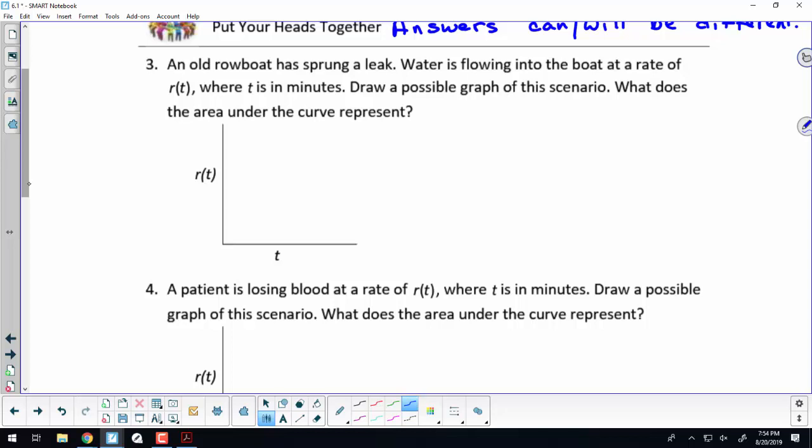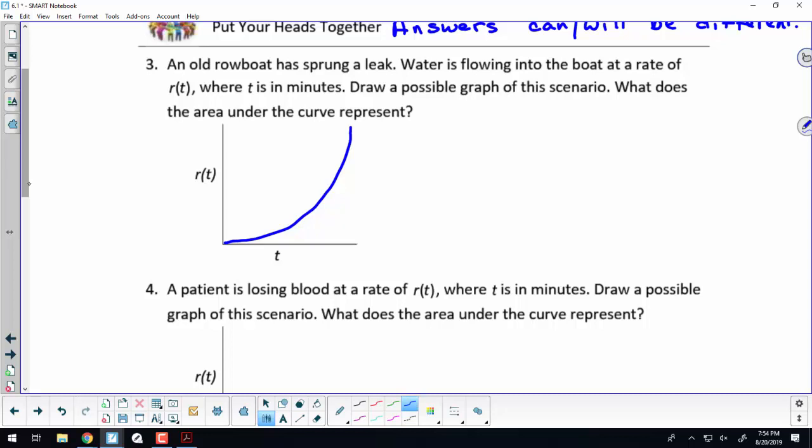So we have a rowboat springing a leak. R(t) is the rate of water flow into the boat. Cool, thank you. All right, what do y'all think? Good job. Thanks for your bravery, appreciate it.